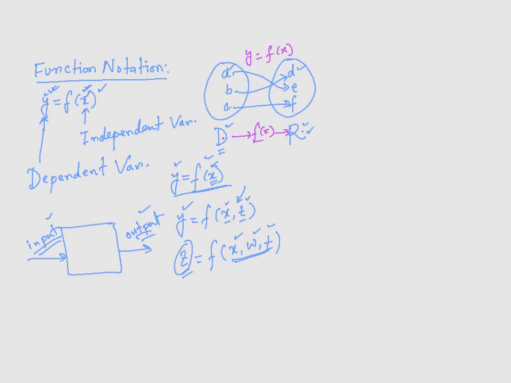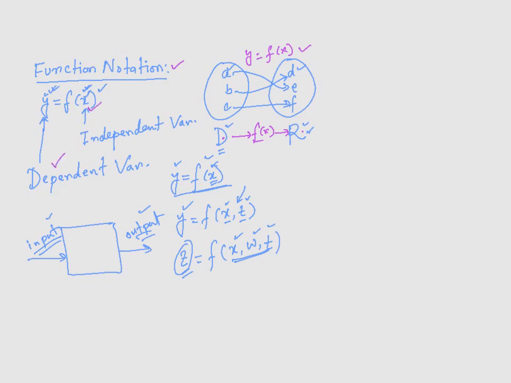So let me summarize what I talked about. I talked about the function definition, of course. Then most importantly in this video, we talked about function notation. How do we represent a function? By writing y is equal to f of x. Okay, where x is the independent variable and y is the dependent variable.